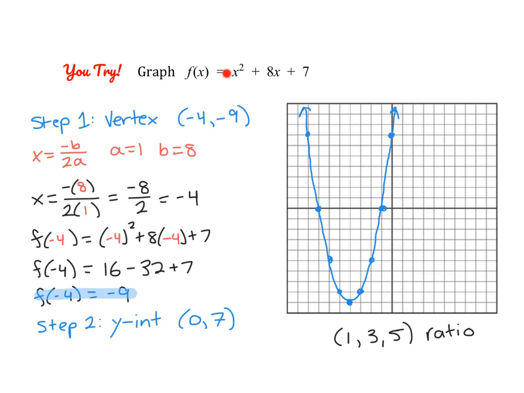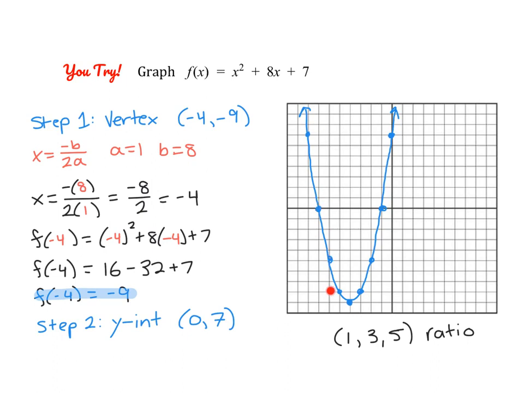And then since our a value is just a 1, our 1:3:5 ratio will remain unchanged. So remember, that 1:3:5 ratio says start at the vertex, go up 1 over 1, go up 3 over 1, go up 5 over 1. So that helps you get the next 3 points. And then you'll notice that our y-intercept is already up here, so that the next step of the ratio would be 7. So up 1 over 1, up 3 over 1, up 5 over 1. And these points are just reflected going the other way. So up 1 over 1, up 3, up 5.